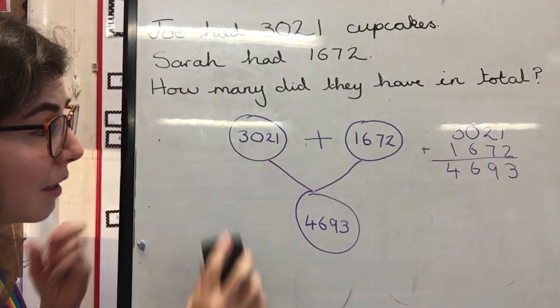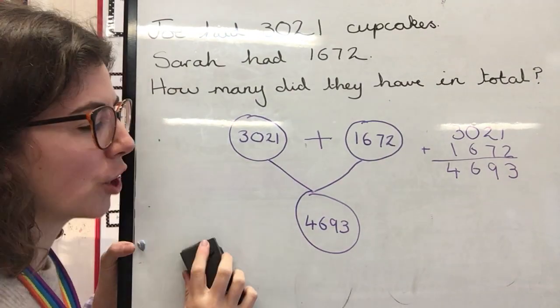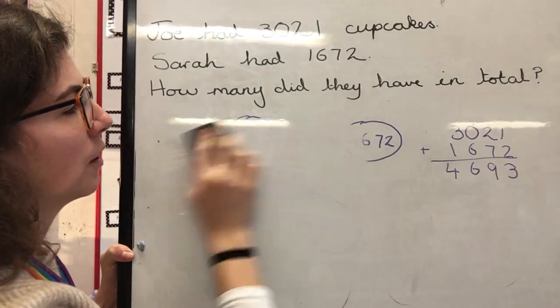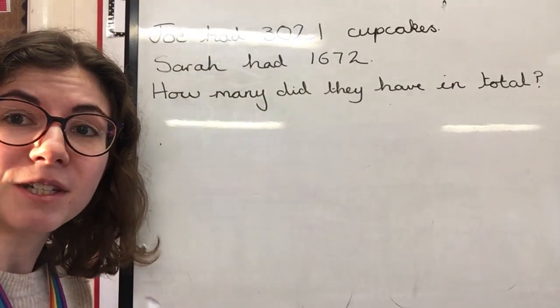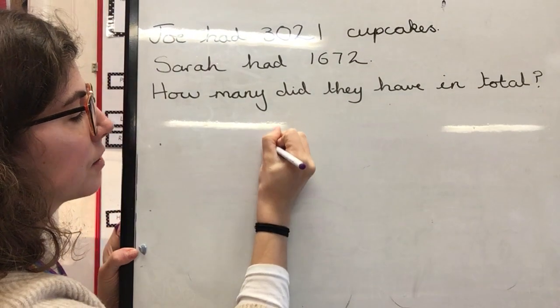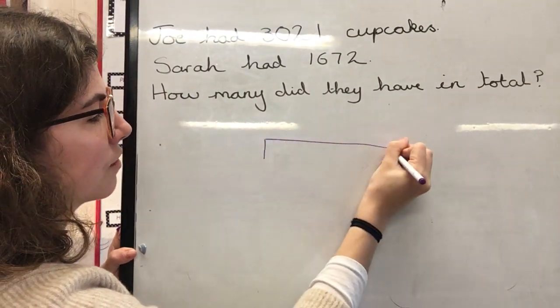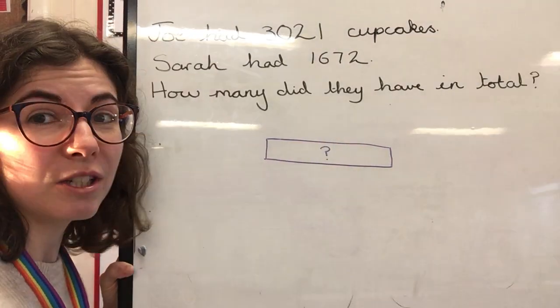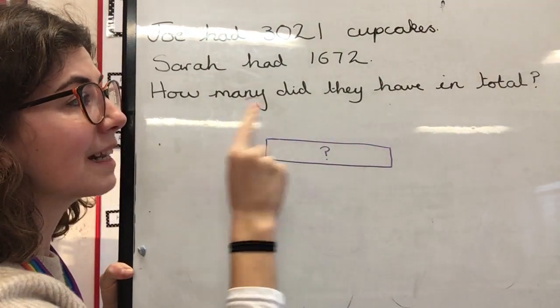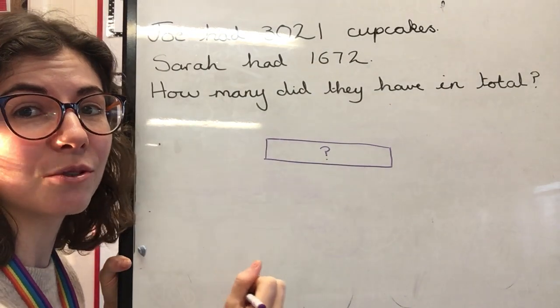The other model I'll show you is a bar model. So, a bar model works in much the same way, we just lay it out differently. So, we know that we're trying to find the whole, we know that we're trying to find the total, and we don't know what that is yet in this question. We need to find out how many did they have in total.